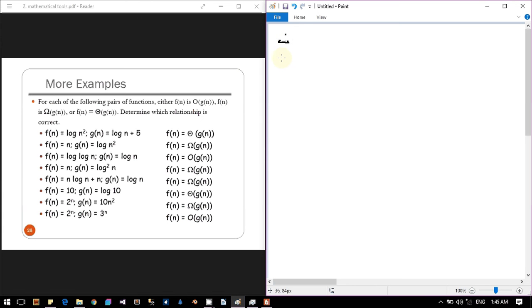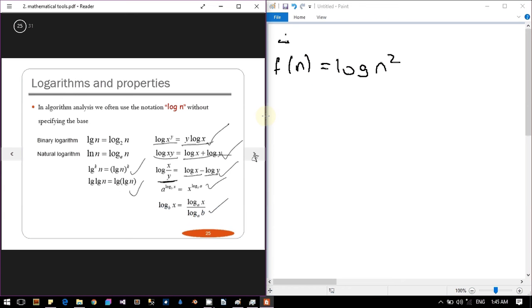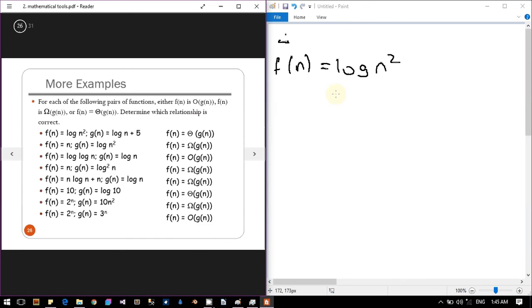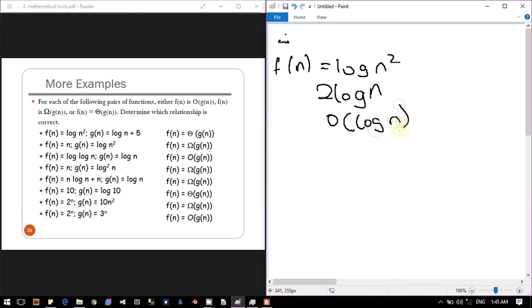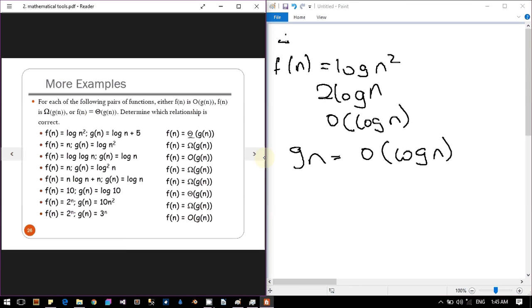In the first example, f of n is equal to log n square. Remembering our former rule, log x to the y is the same thing as y log x, log n square is the same thing as 2 log n. That's of order log n. G of n obviously is of order log n. So f of n and g of n are equal, and that's why it's big theta.